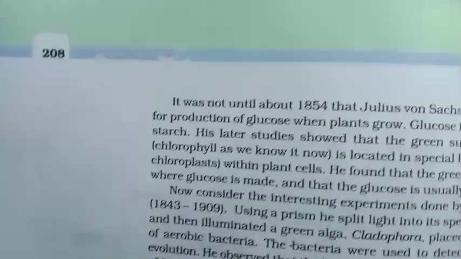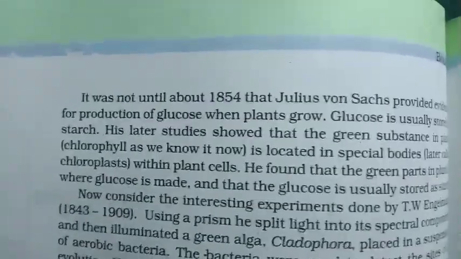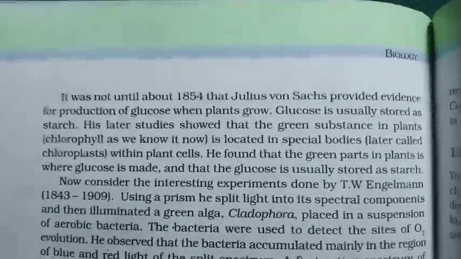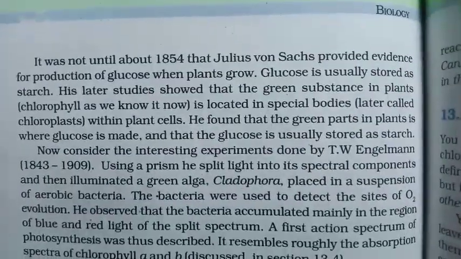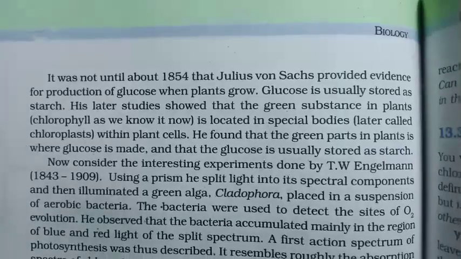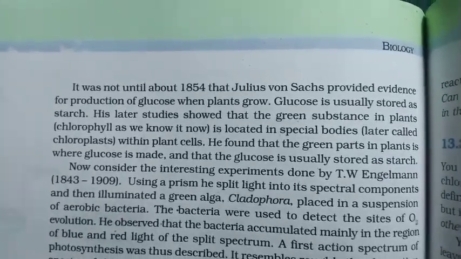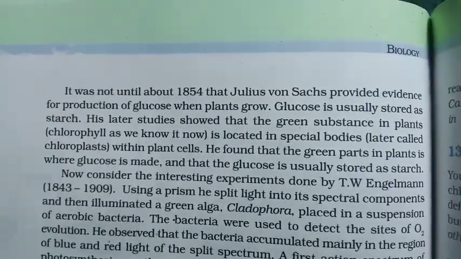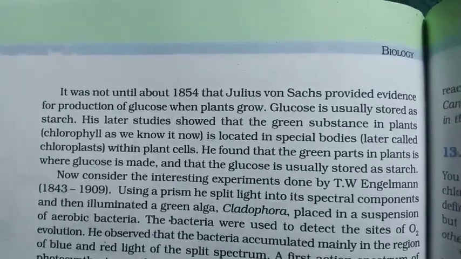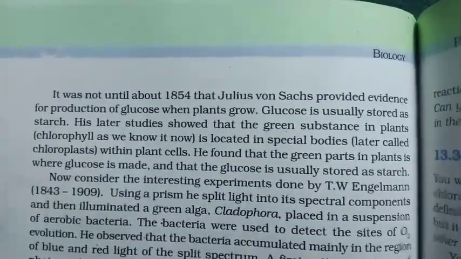And it was not until about 1854 that Julius von Sachs provided evidence for the production of glucose when plants grow. Glucose is usually stored as starch. His later study showed that the green substance in the plants, that is the chlorophyll as we know it now, is located in special bodies later called chloroplasts.